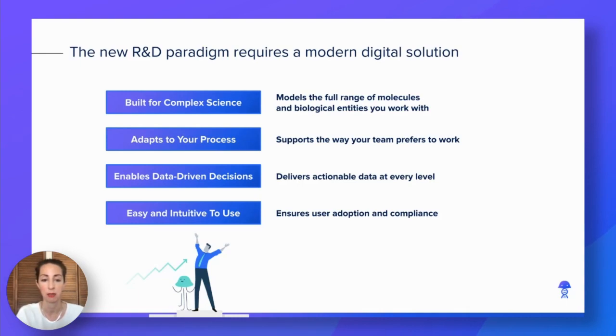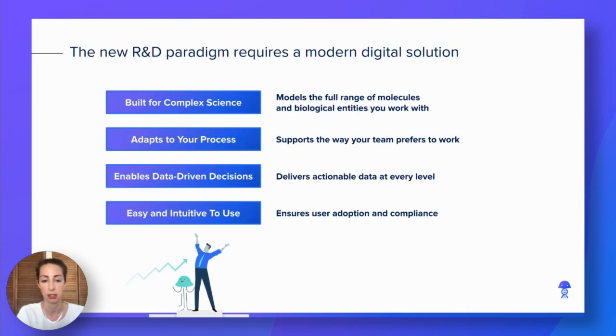To that end, Benchling has been designed with 4 core attributes. First, it has been built for complex science. With our platform, you can readily model the science you focus on, which means having the data model built fit for purpose, as we will see with the modified oligo capabilities today. Benchling also adapts to your process. It supports the processes and workflows that teams perform and has the ability to scale, iterate, and evolve over time.